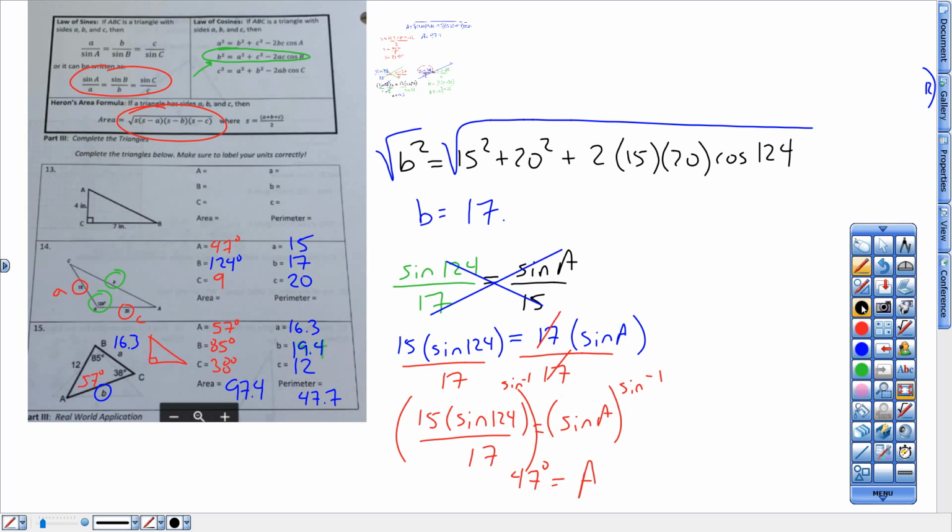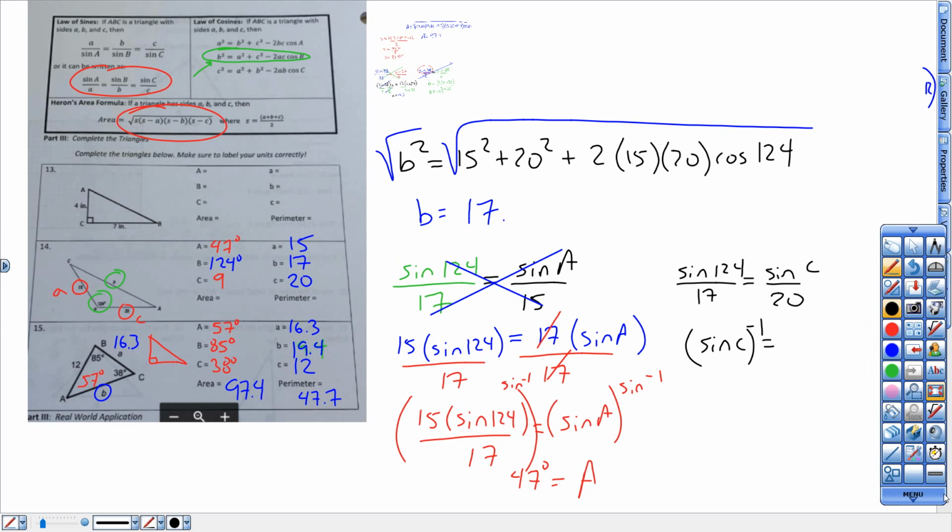So if I do 9, let's use the formula. Let's go sine 124 over side B, 17, equals sine C over 20. So this is going to be inverse sine of this whole mess over here. It's going to be 20 times sine 124 divided by 17. I'm going to inverse sine this. So you can see why you don't want to do the angle this way. It's better just to add them up, subtract from 180. Inverse sine.